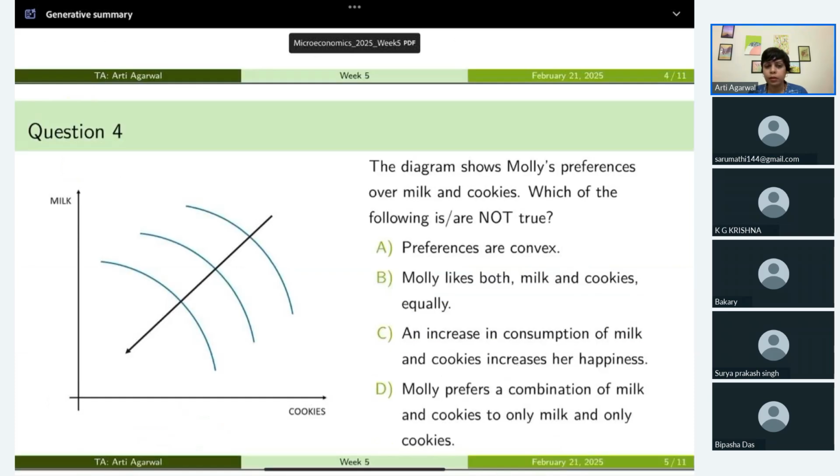Okay, so this is a different type of curve, and I will give you a few minutes to think over this question. These are Molly's preferences over milk and cookies. And you can see the direction of the arrow. The black arrow is showing the direction of increase of utility. Now you have to see which of these options is not true. You can answer which is true or which is not true, whichever way you like.